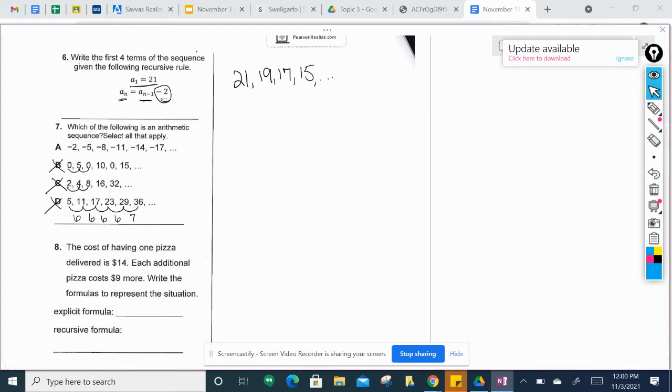So I sure hope A is arithmetic. Let's take a look. -2 minus 3 gets me to -5. -5 minus 3 gets me to -8. -8 minus 3 gets me to -11. -11 minus 3 gets me to -14, and -14 minus 3 gets me to -17. I would say my answer here is A. It is an arithmetic sequence.